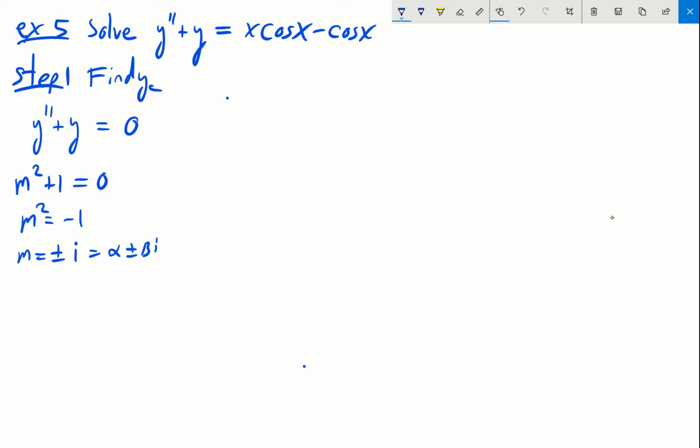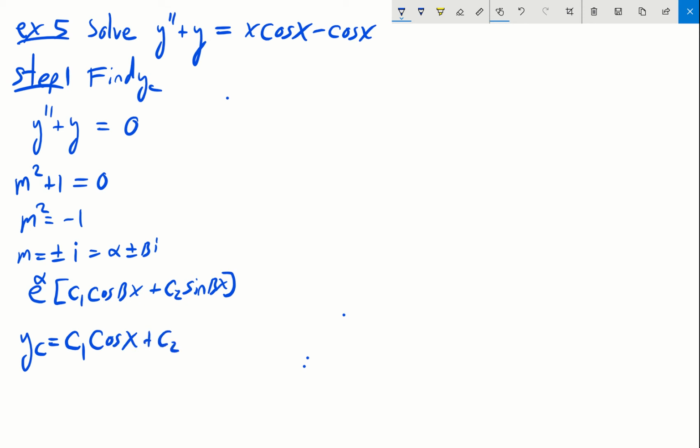So we know that our solution is going to be of the form e to the alpha x times c1 cosine beta x plus c2 sine beta x. Alpha is 0, beta is 1. So our solution is going to be the following. We have y sub c equals c1 cosine x plus c2 sine x. The next thing we want to do is find a differential operator to annihilate the function g of x.